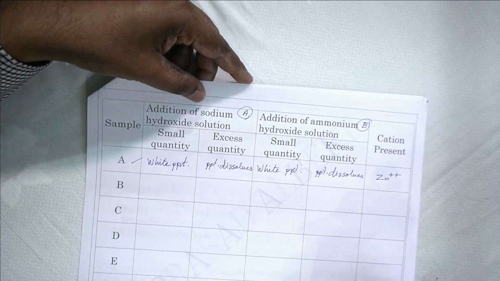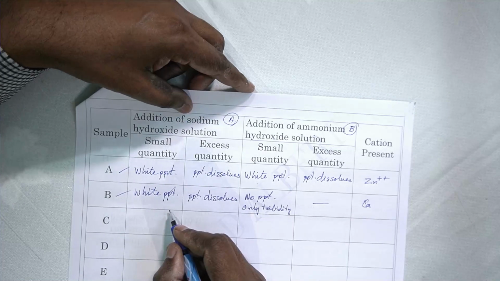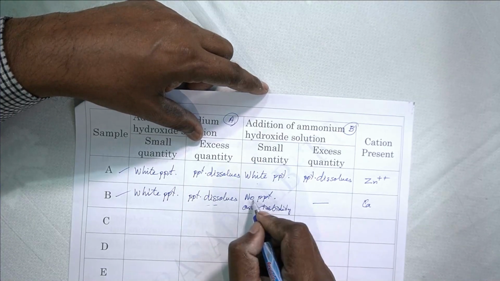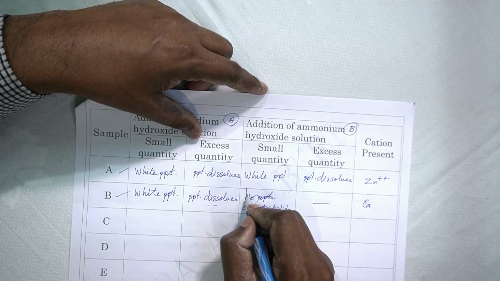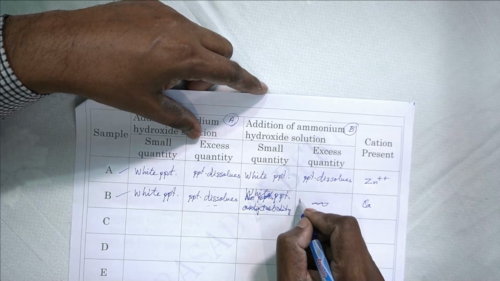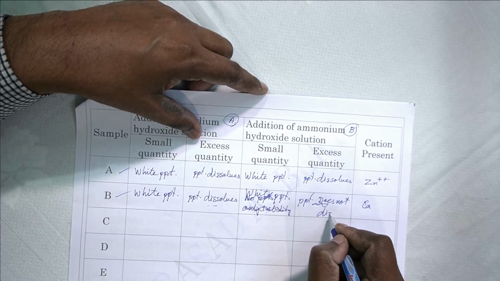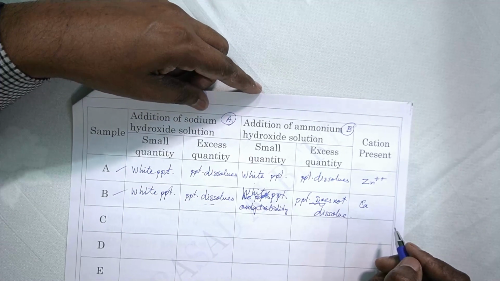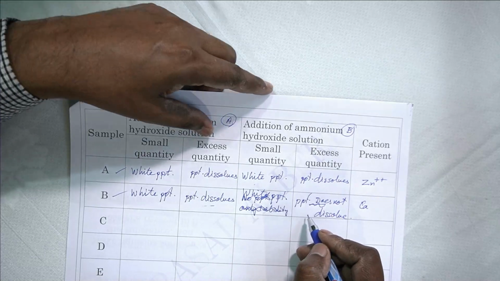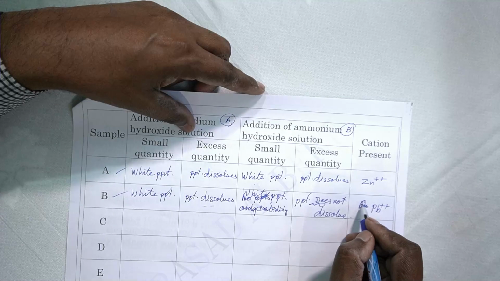Then we understand that zinc ions are present there. Okay, then the next, sample B. A white precipitate is formed in test tube A with a small quantity, and when excess is added, the white precipitate dissolves. On test tube B you also get a white precipitate, and in excess the precipitate does not dissolve. So in this case, with sodium hydroxide the white precipitate that forms is dissolving, with ammonium hydroxide the white precipitate that forms is not dissolving. So it is lead ions, Pb++ ions, that are present there.